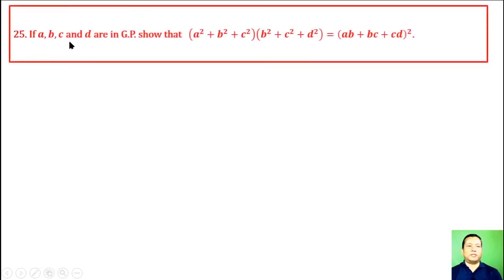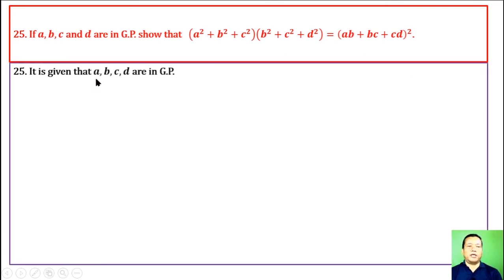25. If a, b, c, d are in GP, show that the product of these two expressions equals this square. It is given that a, b, c, d are in GP. Therefore, b by a equals c by b equals d by c, each fraction being equal to r. Then the first gives b equal to ar, and similarly c by b equal to r gives c equal to br. D by c equal to r gives d equal to cr.